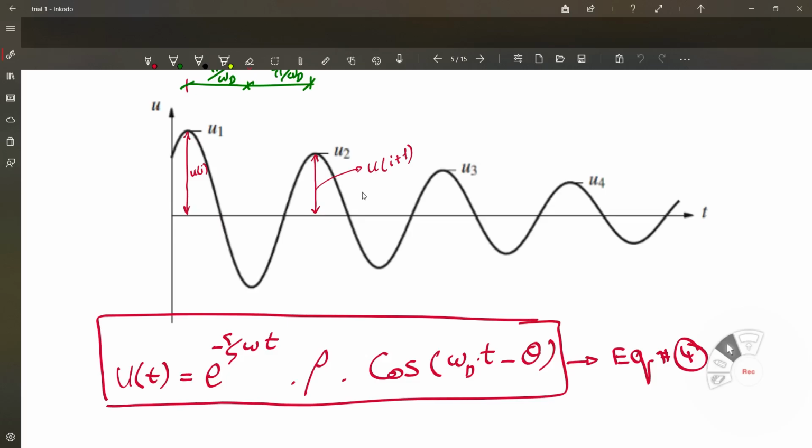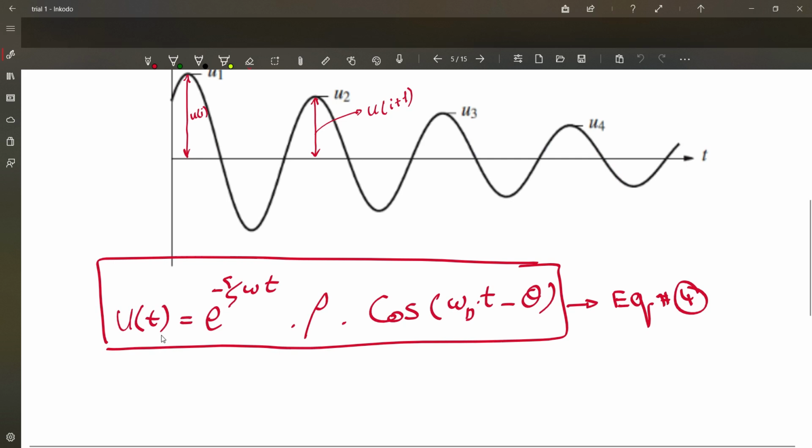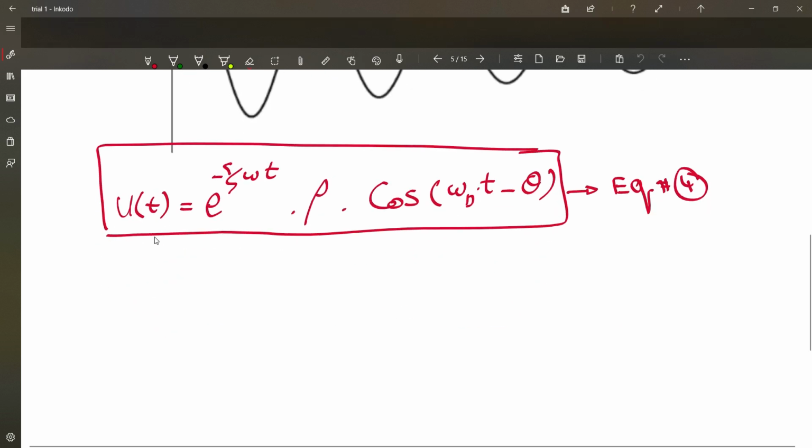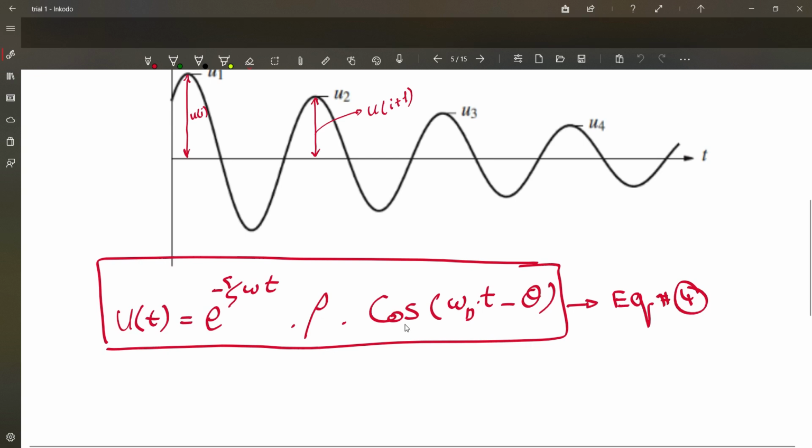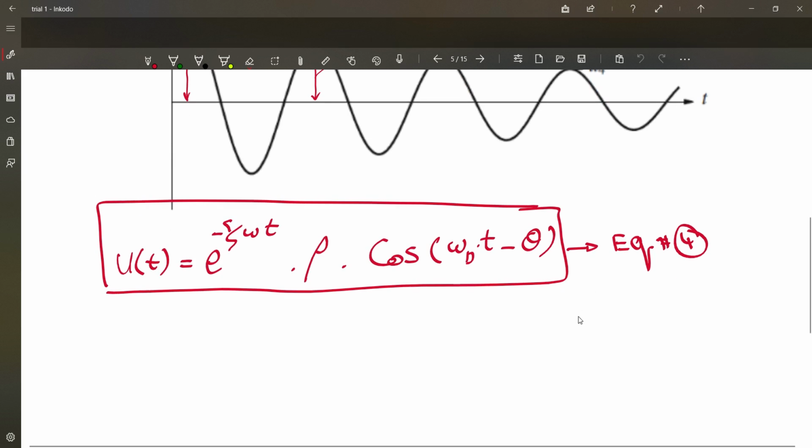Okay, last time we explained the equation of motion that is going to be used in our underdamped systems, and we mentioned that the general solution is going to be, as you can see here, u of t equals e to the power minus psi omega t times rho, which is the amplitude of motion, times cosine omega d t minus theta. And we designated this equation with equation number 4. Okay, so today we are going to look deeper into this.